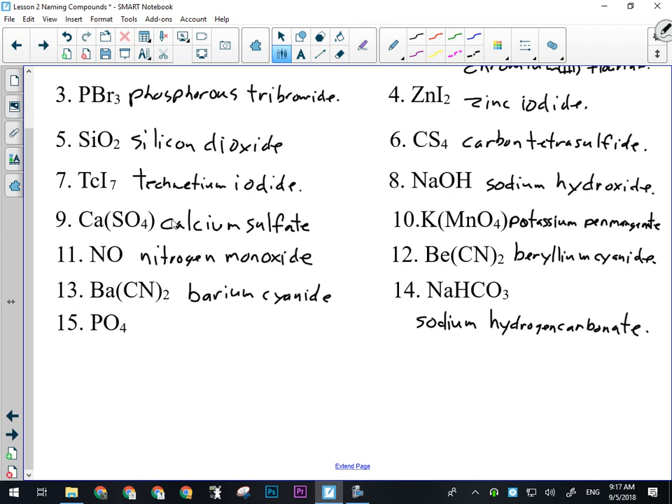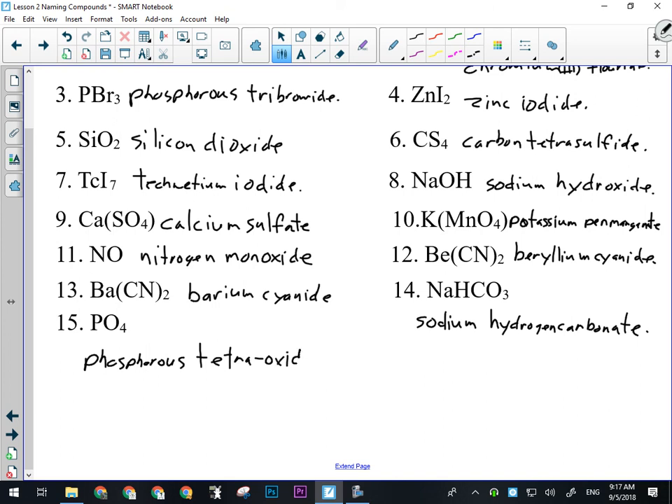Okay, and then for number 15, this is a molecular compound. But it also looks like a polyatomic ion. Anybody notice there's a polyatomic ion with the same formula? Okay, so here's the thing, because this happens once in a while. If this isn't attached to something else, it's a compound, and we name it like a compound. This is phosphorus tetraoxide.